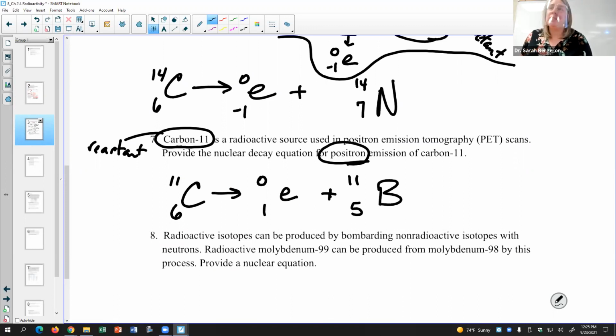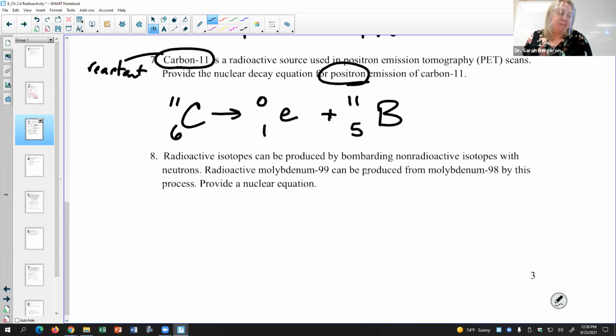Boron, right? So you could start out with both carbons, right? But depending on the type of radioactive decay that you have going on, will tell you what kind of other product you're going to make. So that's a really good example.